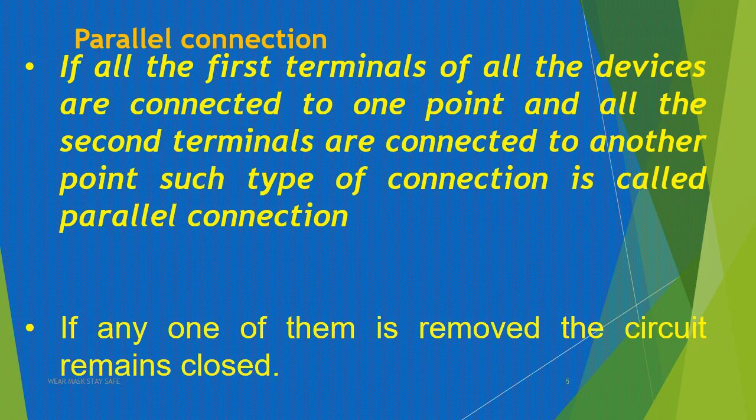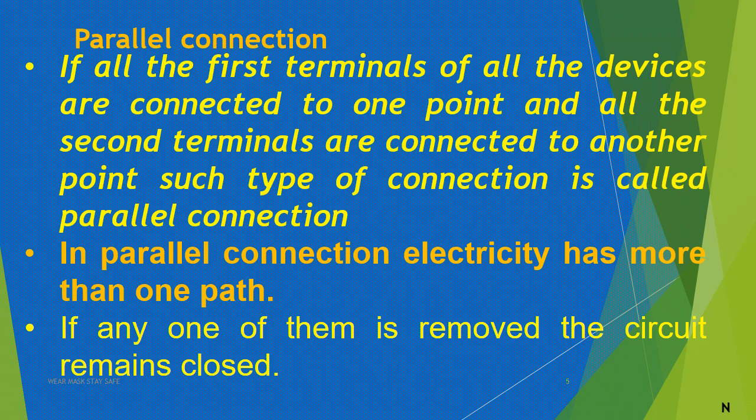In parallel connection, all the first terminals will be connected separately, and all the second terminals will be connected separately, and you will get such a connection, which is called parallel connection. Then there will be more number of paths through which current will flow. Now here in the parallel connection, different paths are present, but in series connection, only one path is present. Understood, Nana? Let us continue.